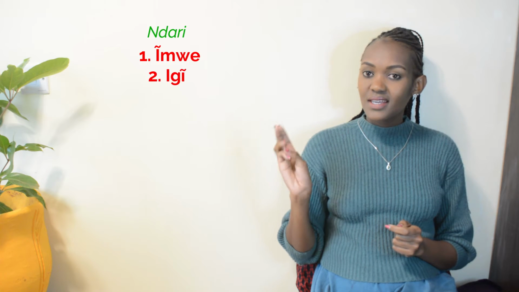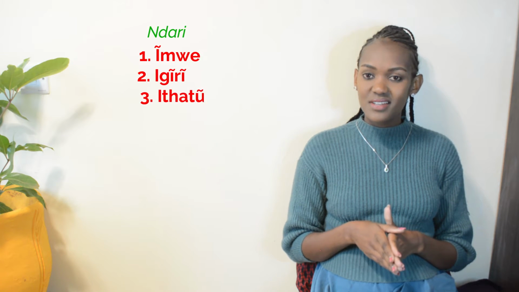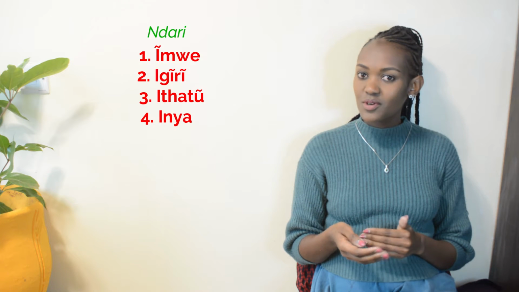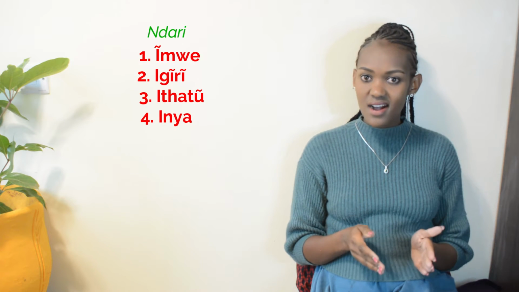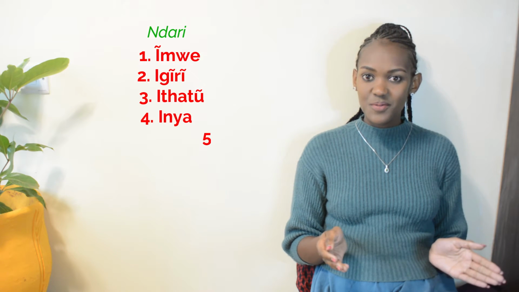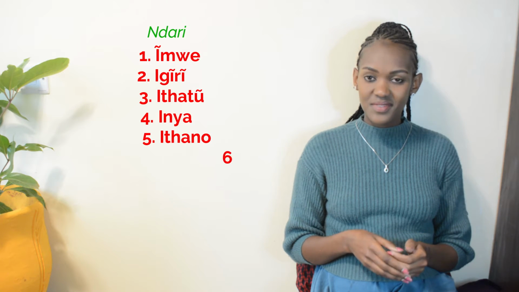We count in two ways in Kikuyu. The first one is the normal counting that I know a lot of people know. Number one, we say emwe. Number two, igere. Number three, idato. Four, inya. Five, idano.